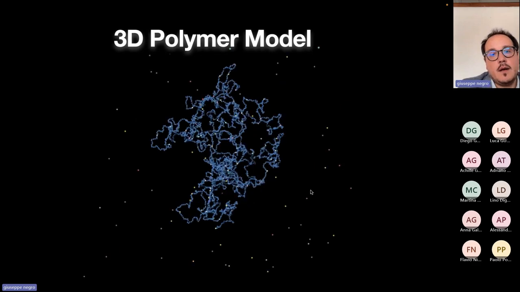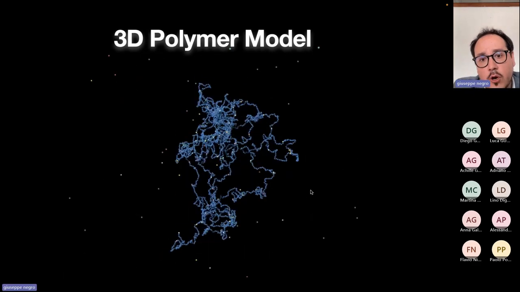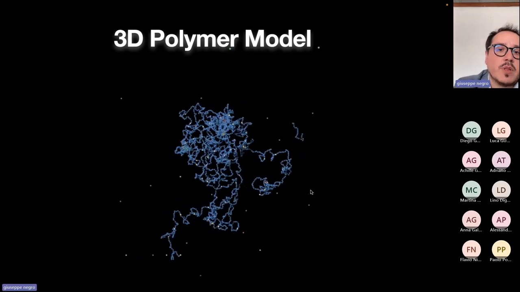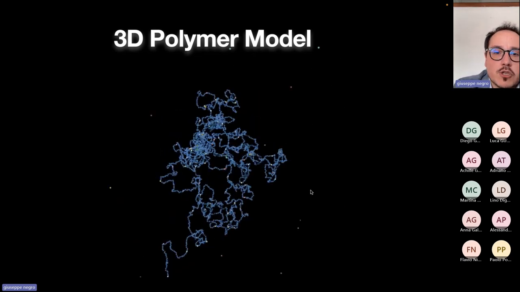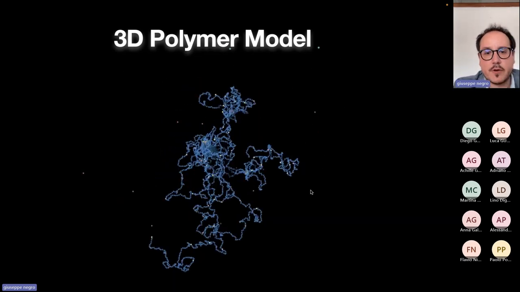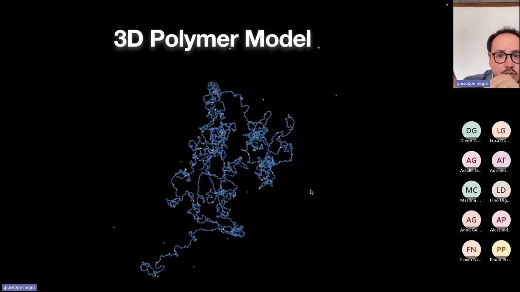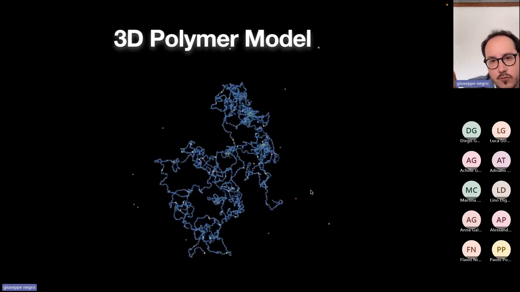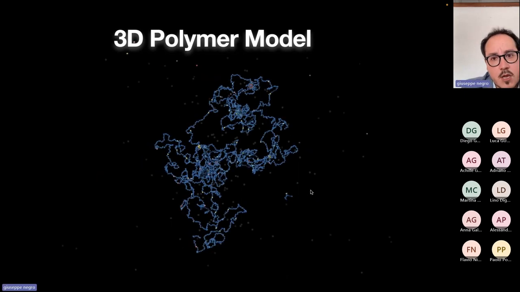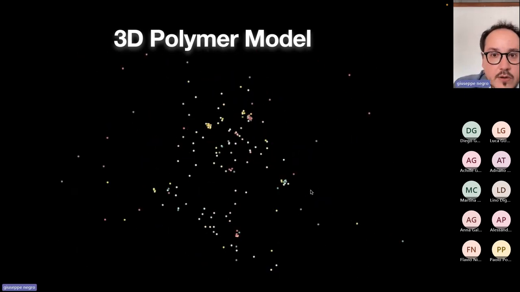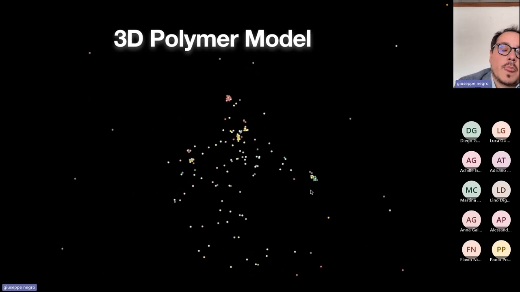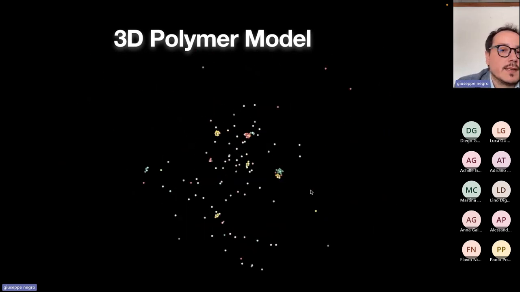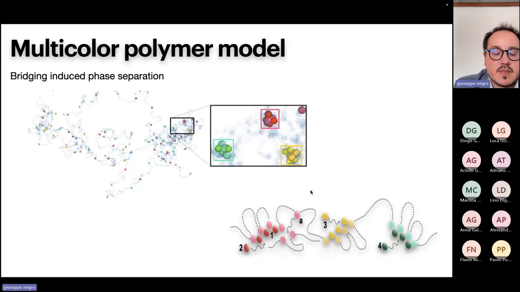So the typical evolution of these molecular dynamics simulations with our multicolor model is the one shown here. You see the formation of different regions that are more crumpled, and this corresponds to the formation of clusters of different proteins of different colors. And the mechanism that is at play here is the same bridging-induced phase separation I told you about before. The only difference here is that it is happening for each color.